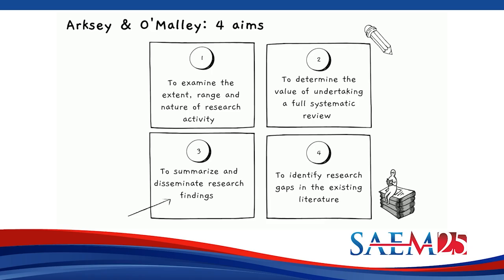And Arksey and O'Malley, who are the experts in scoping review methodology, described 4 aims that a scoping review can be utilized for. 1 is to examine the extent, the range, and the nature of research activity in a given topic area. 2 is to determine the value of undertaking a full systematic review. Sometimes a scoping review can be the first step that then inspires the following systematic review. 3 is to summarize and disseminate research findings. And 4 is to identify research gaps in the existing literature, again, to hopefully spur future work.